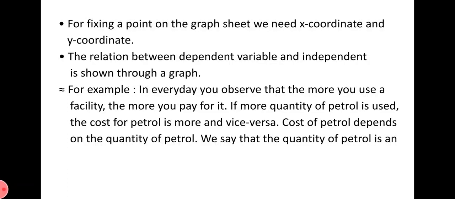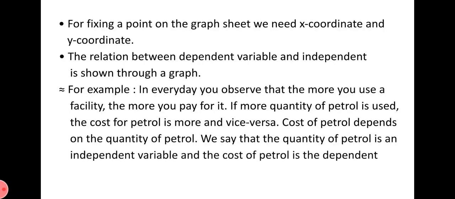Now if I am using more quantity, then we have to pay more amount, that is more rupees, and if we are using less petrol, then we have to pay less rupees. We say that the quantity of petrol is an independent variable and the cost of petrol is the dependent variable. As it is up to us how much petrol we should use, if we use more petrol, then naturally the cost of petrol will be more. So quantity of petrol is called the independent variable and cost of petrol is the dependent variable.